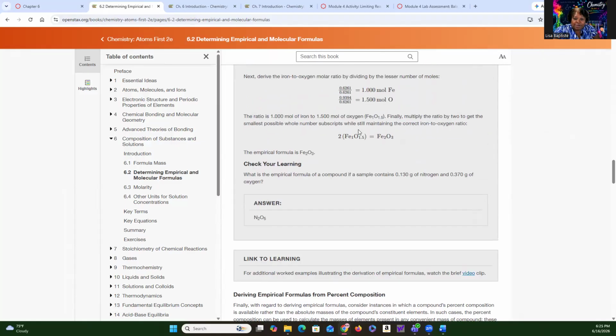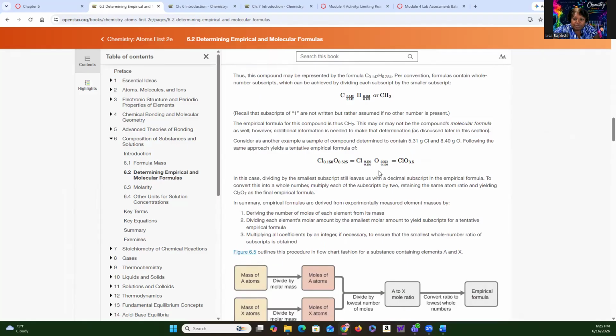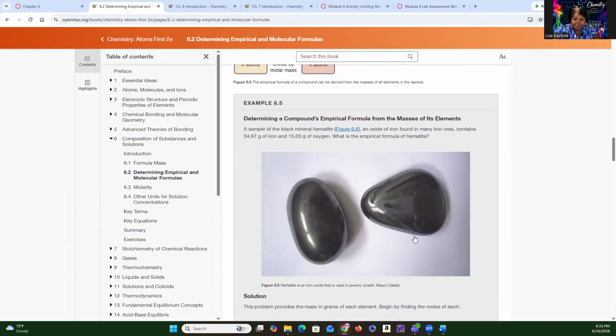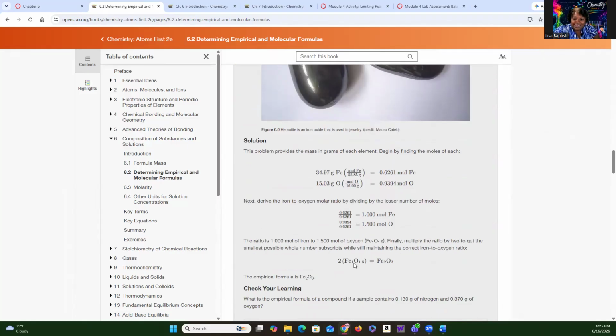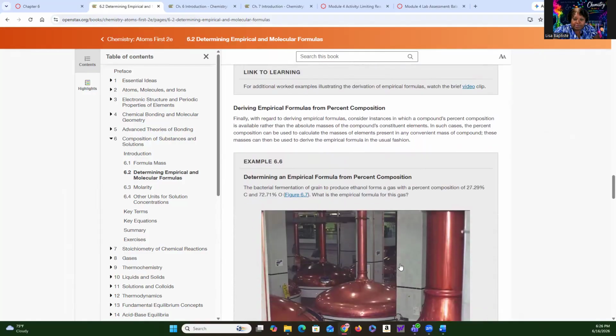So one thing I do want to mention on this one, which is true for the one we got up here with the decimal, all right? If you have a decimal, you want to multiply it by a whole number so that these subscripts are whole numbers, all right? And so this one, we're multiplying it by 2. And so we have Fe2 and then O3. So practice those, all right?